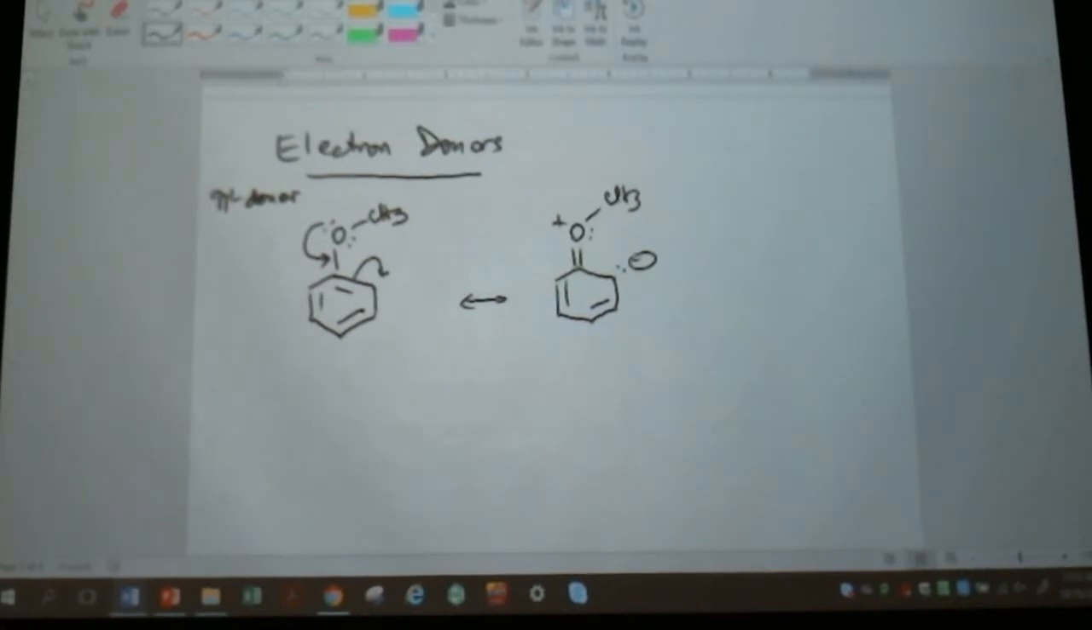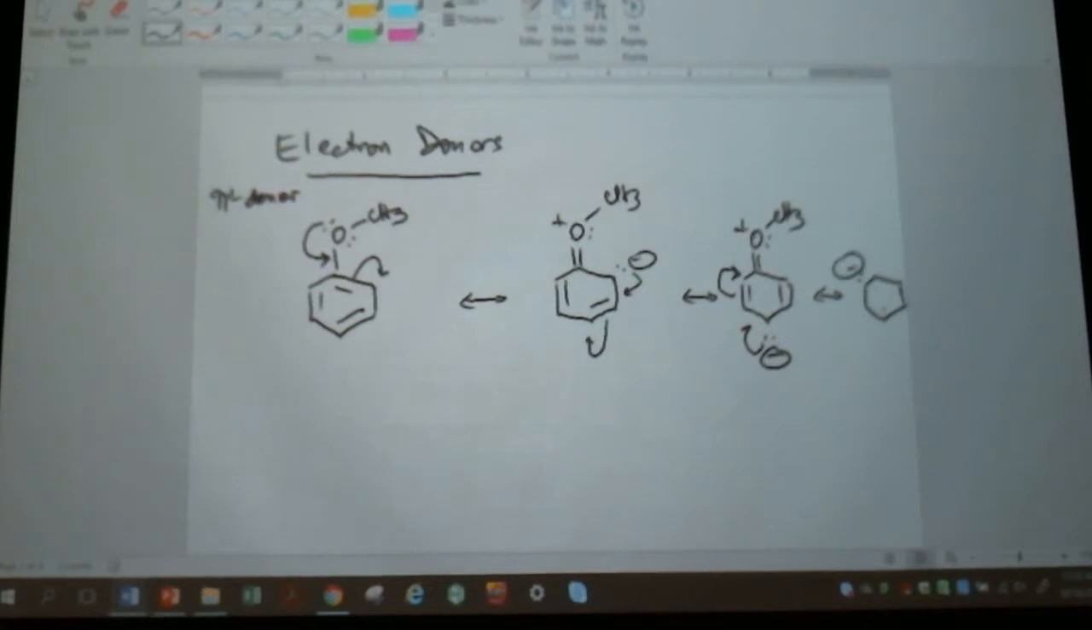Right, so we could write this, then we could write this, or we could write this, and we see that the negative charge here, the nucleophilic carbon in my benzene ring, is in the ortho and para positions.